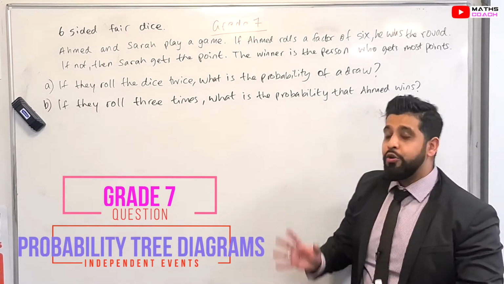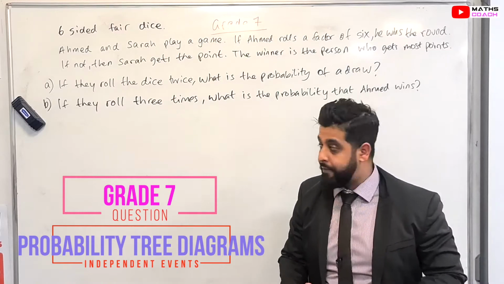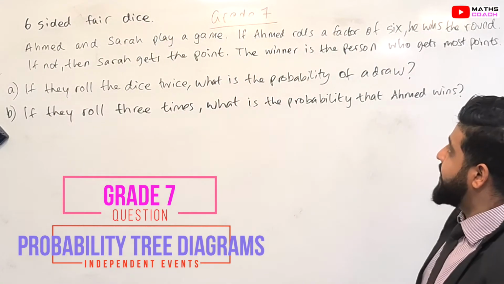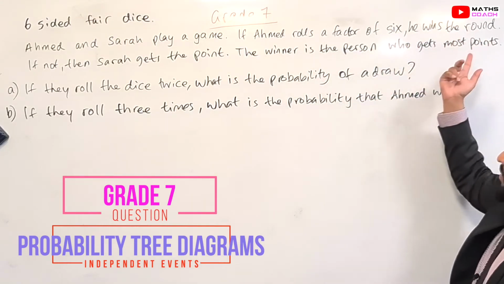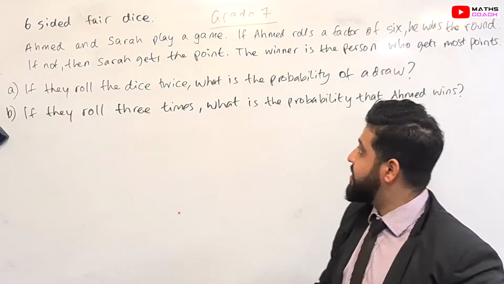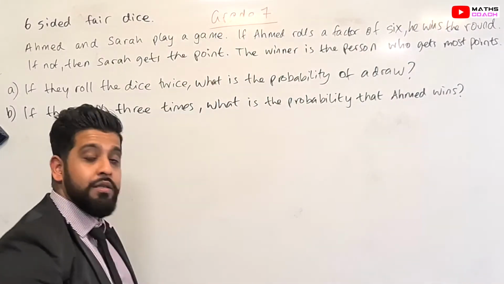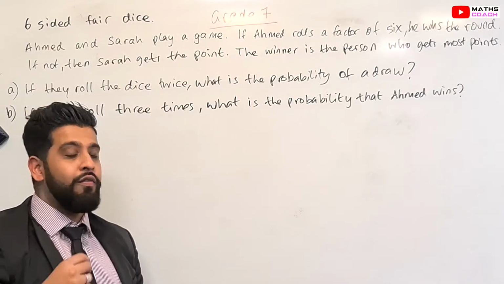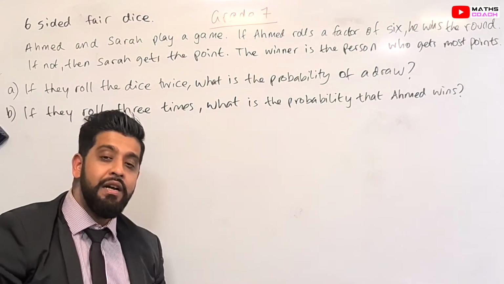Right, now let's have a look at a grade 7 question. So this is exclusively for the students doing higher paper. We have a six-sided fair dice. Ahmed and Sarah play a game. If Ahmed rolls a factor of 6, he wins the round. If not, then Sarah gets the point. The winner is the person who gets most points. If they roll the dice twice, what's the probability of a draw? If they roll 3 times, what's the probability that Ahmed wins?